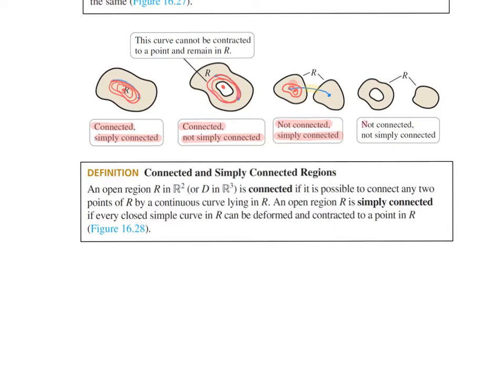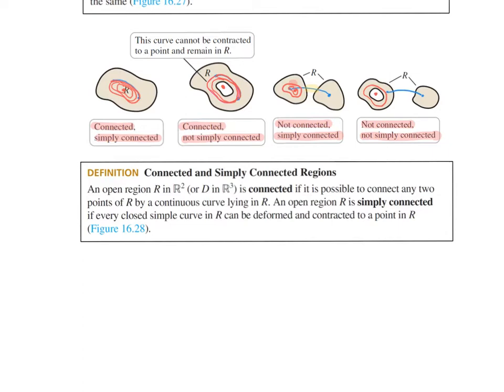This last example is not connected, not simply connected. It's not connected because I can find 2 points where connecting them means the line that connects them is not in the region, and I can find a curve that will not collapse down to a single point that's still in the region.